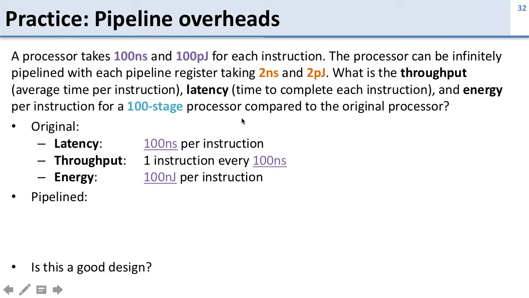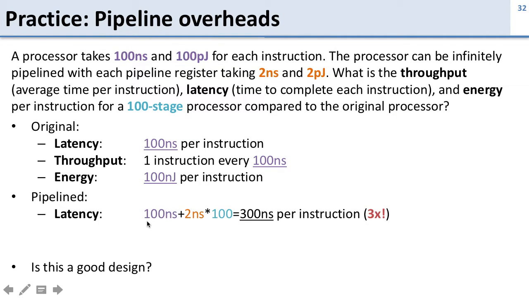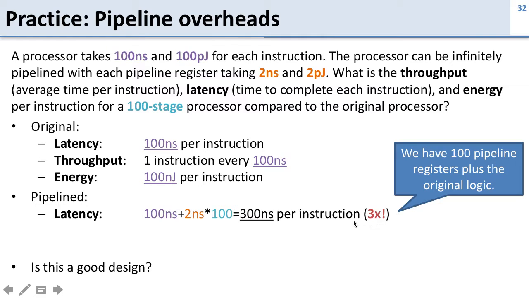Well, if we pipeline this 100 times, we're going to divide each instruction up into 100 chunks. So the latency, if I divide it up, is it's still going to take 100 nanoseconds for each instruction, but now I've got 100 pipeline stages. So each pipeline stage takes an extra 2 nanoseconds. So now each instruction is going to take 300 nanoseconds total to finish. So that's a lot longer. Each instruction is going to take 3 times longer. And why is that? Well, we've got 100 pipeline registers in there plus our original logic. So that really adds up.